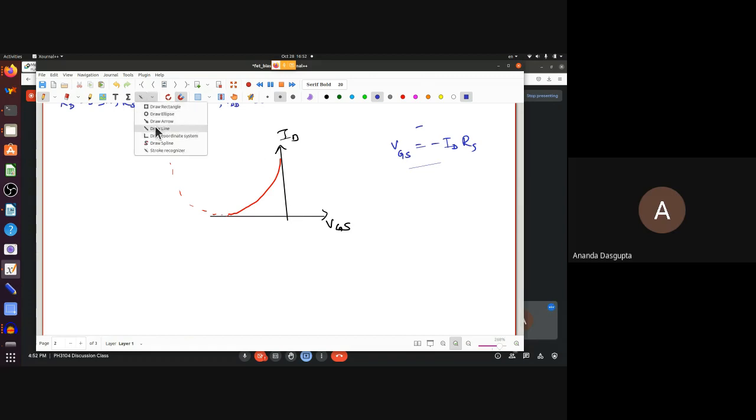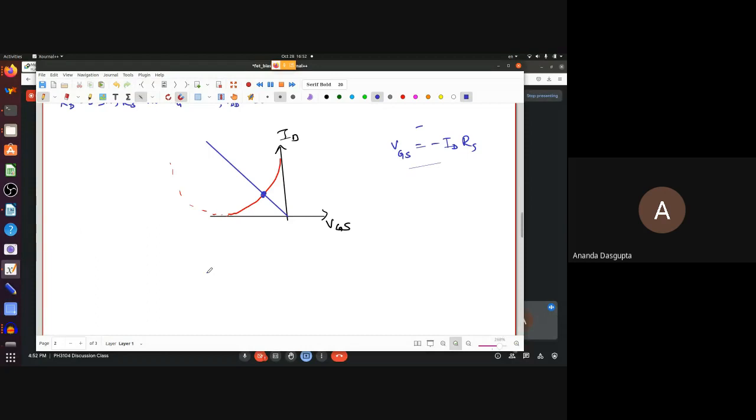Let me use this a bit. This is the draw line feature. So this is the equation that you get from the self-biasing part. This is just Ohm's law, or you could say Kirchhoff's law. And this is the Shockley relation. Now notice, where would the other intersection be? There's only one intersection that you can see here, which is this one.